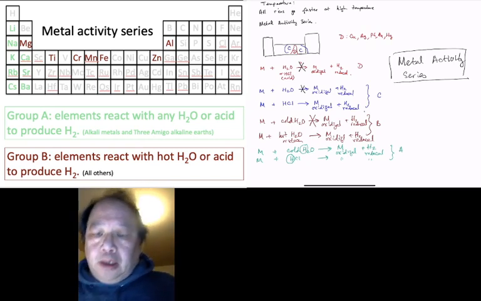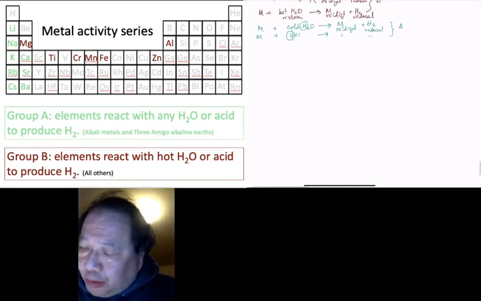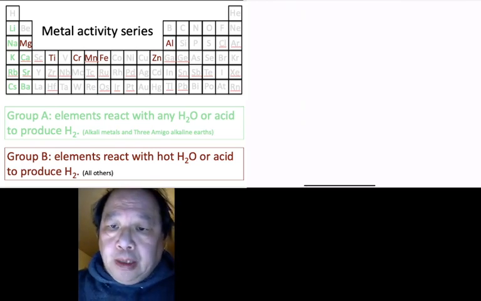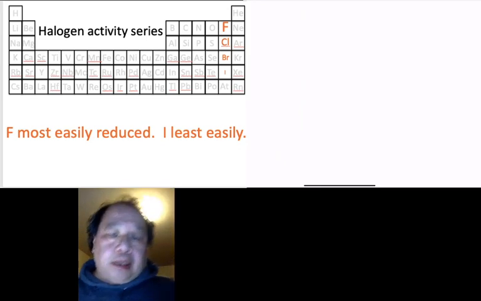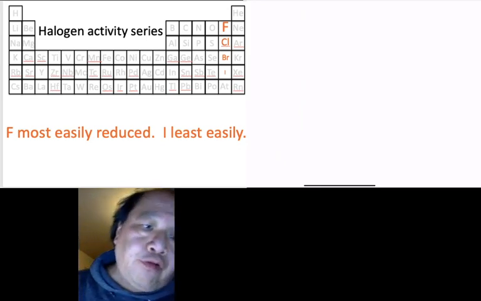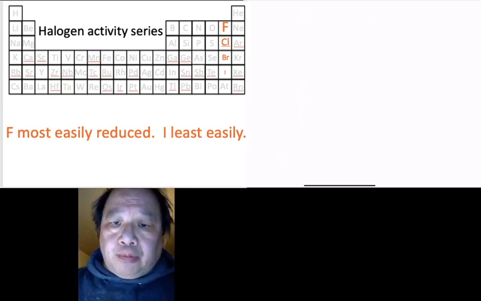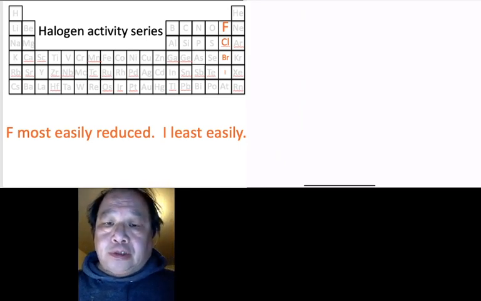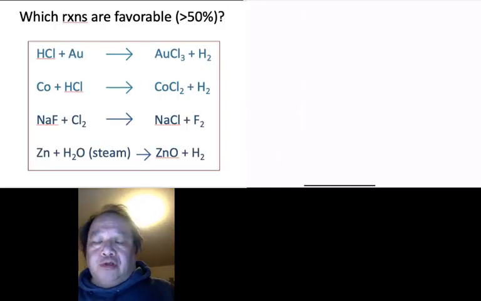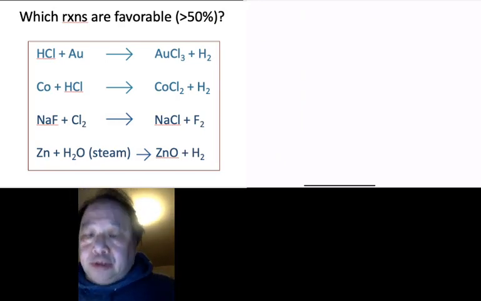Okay, so there's one other series that's in your textbook about redox. It's a very simple one. It's the halogen activity series, and it comes straight from the rule that we know. Fluorine is the most easily reduced. Iodine is the least easy to reduce. And with the understanding of the metal activity series and the halogen activity series, we can just directly solve the following questions. Which of these reactions are favorable? And favorable's exact definition means it goes more than 50% to completion.